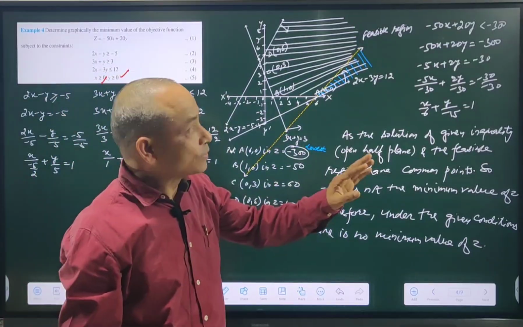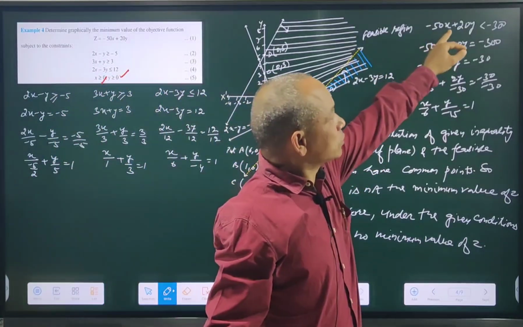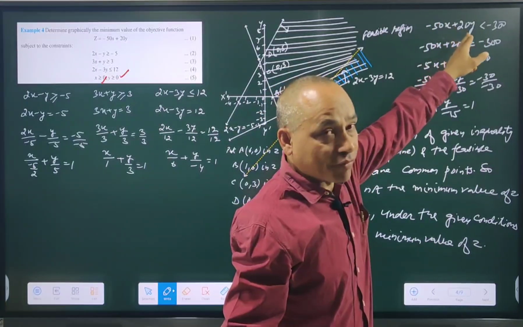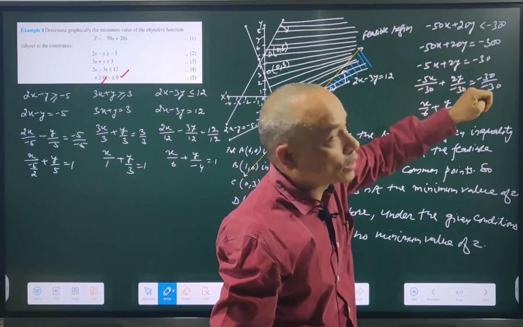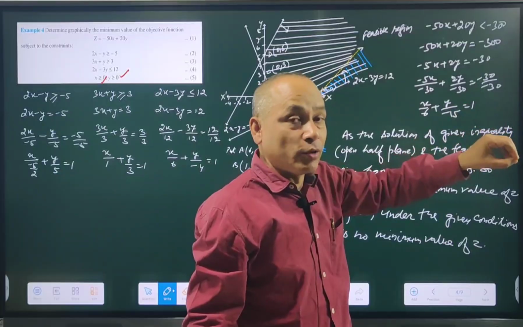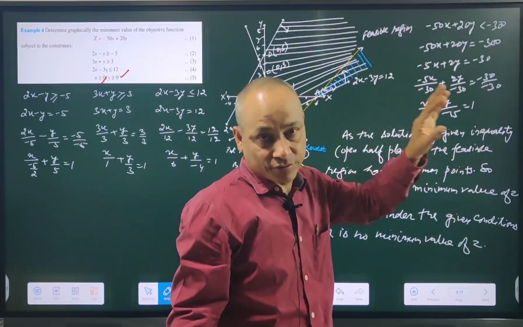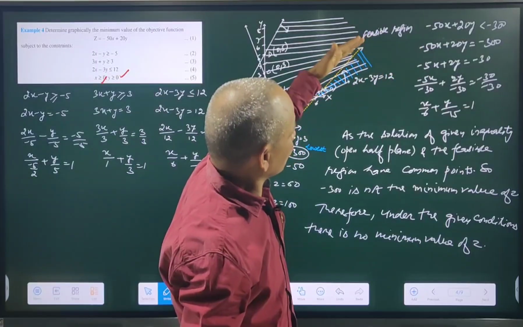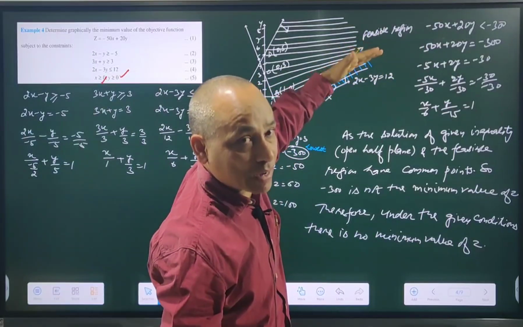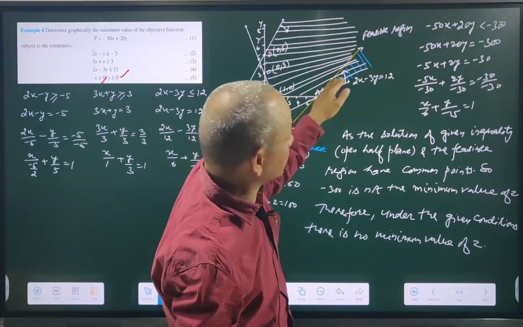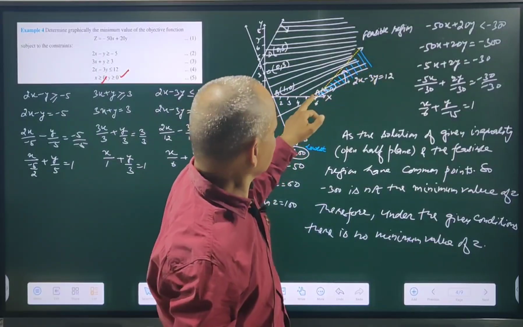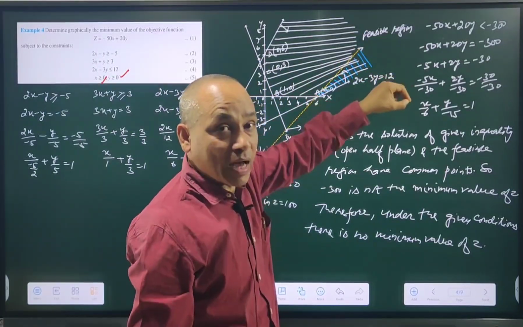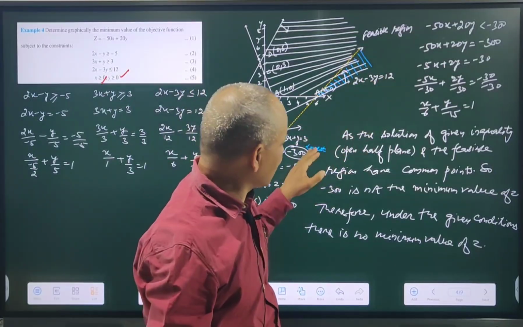I'm saying that I wish to find the region where this objective function, minus 50x plus 20y, will attain a value which is less than minus 300. So in this region, this objective function will attain a value which is less than minus 300. That means in the feasible region, other than the corner points, there are some points where this z will attain a value which is less than the lowest value.